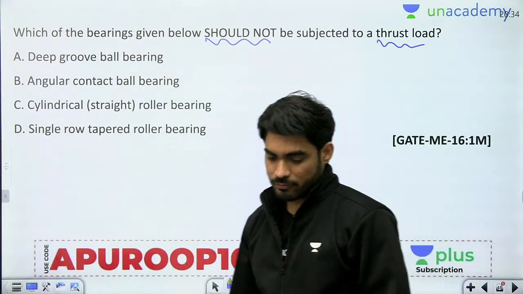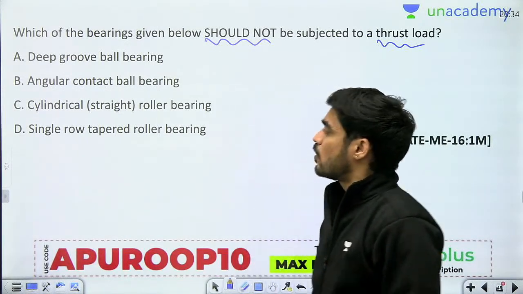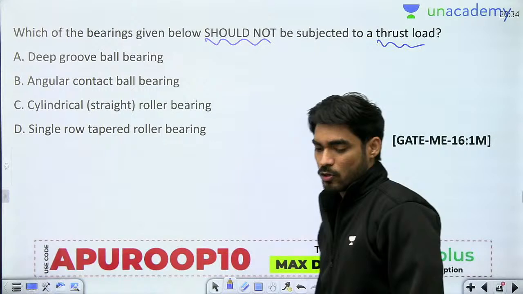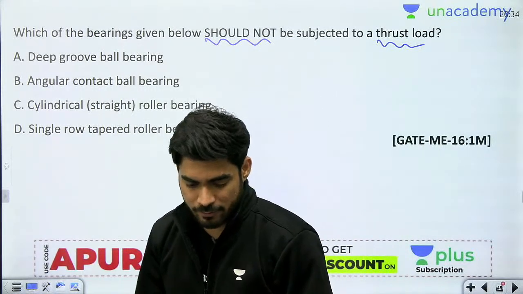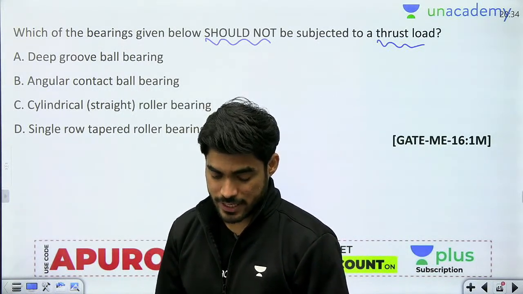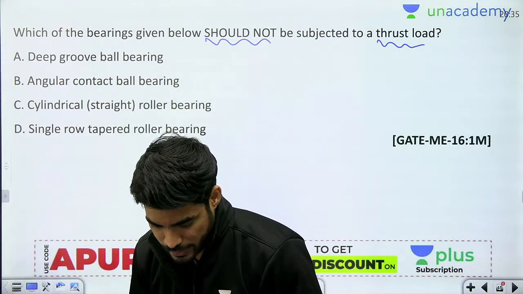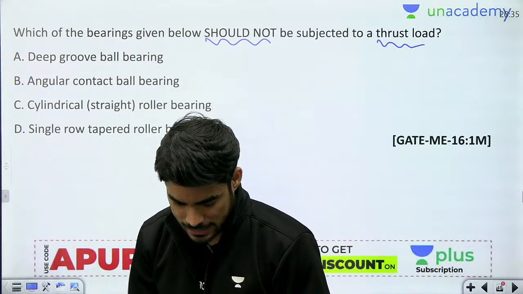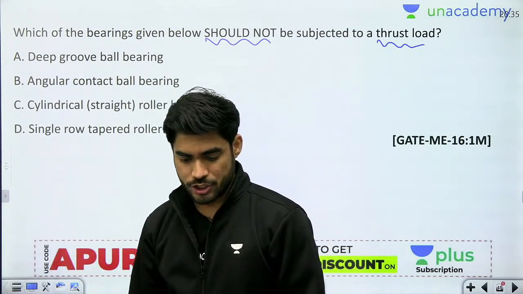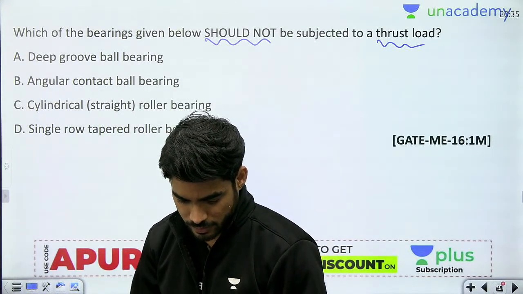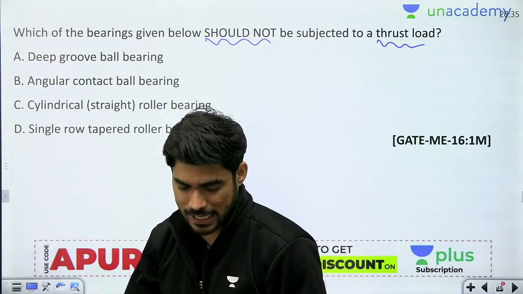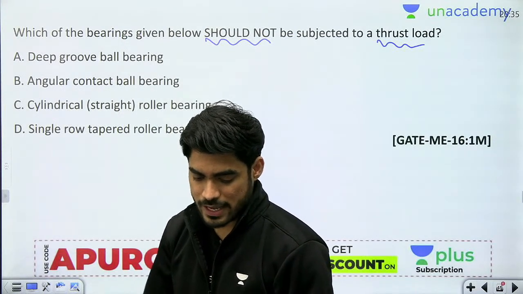बताओ. Deep groove, angular contact, cylindrical roller, tapered roller. Which of them will not be able to sustain? Okay, Dinesh Kumar, Kalpesh, Prem, Utkarsh, Palak, Ayush. Yes, Ankita, Vishal. Very good guys, very good.